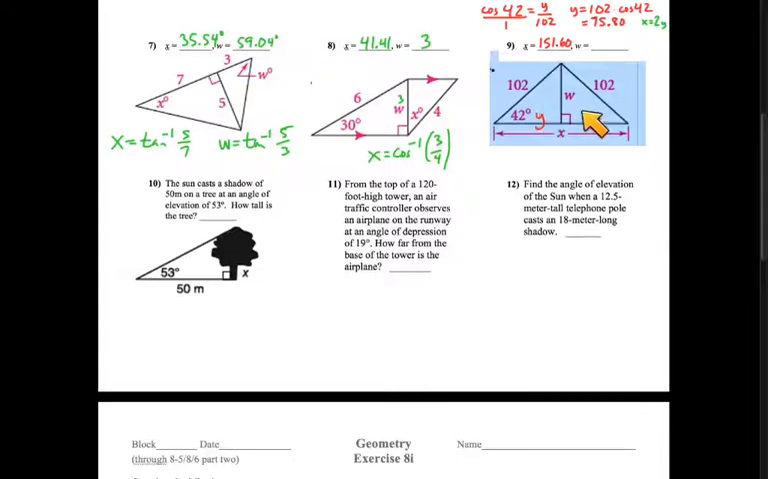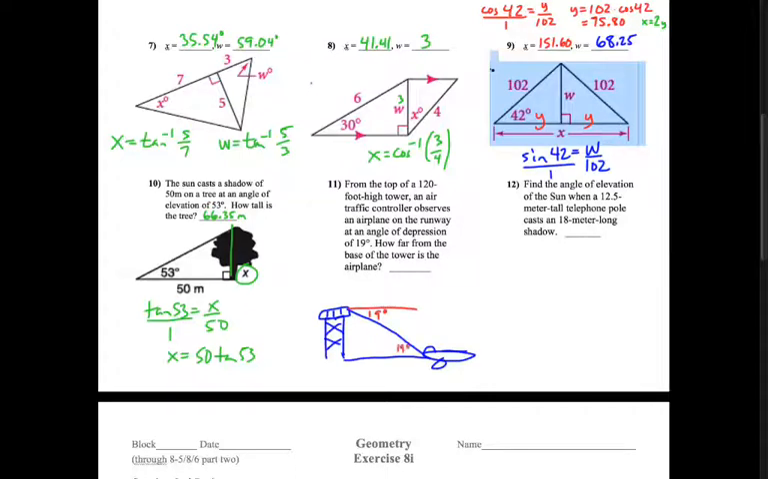Both of those are 75.8. So put those together, you get 105.6. To solve for w, I will use sine. The sine of 42 equals w over 102. And the triangle on the left will get you that answer.